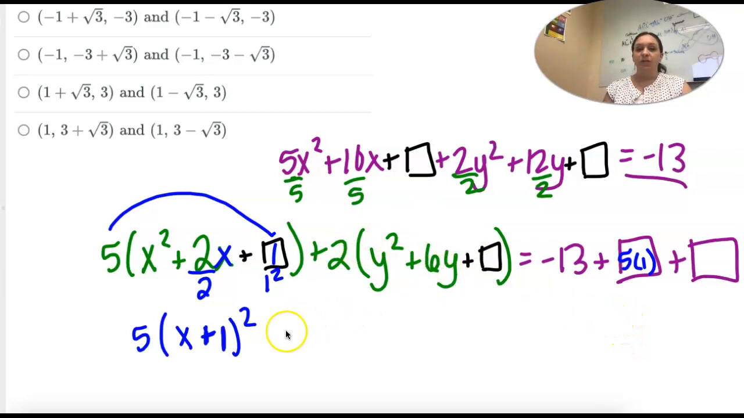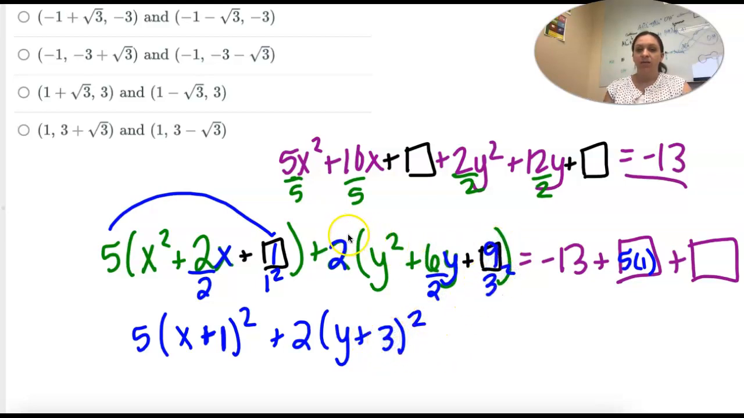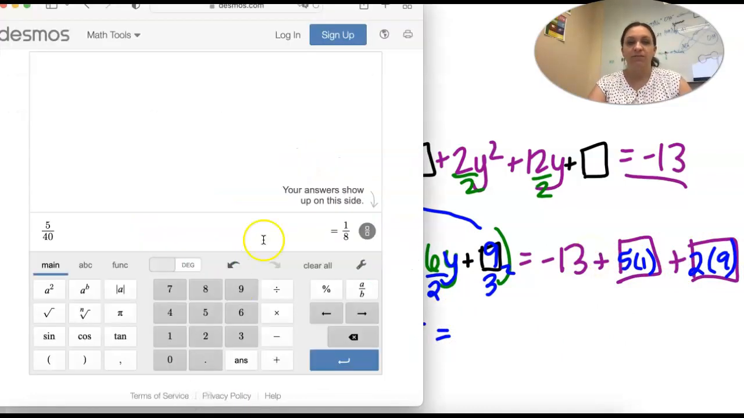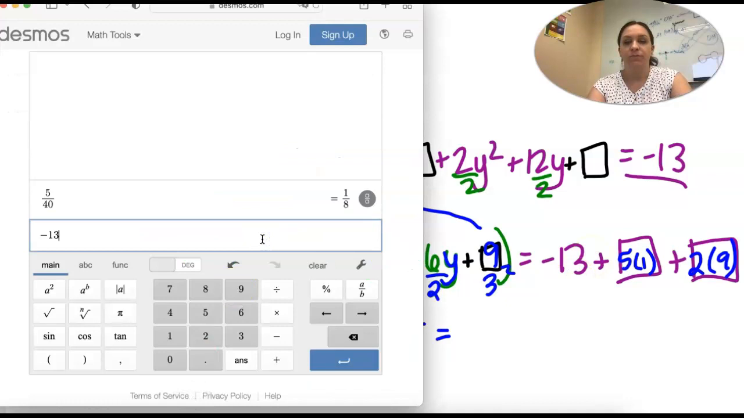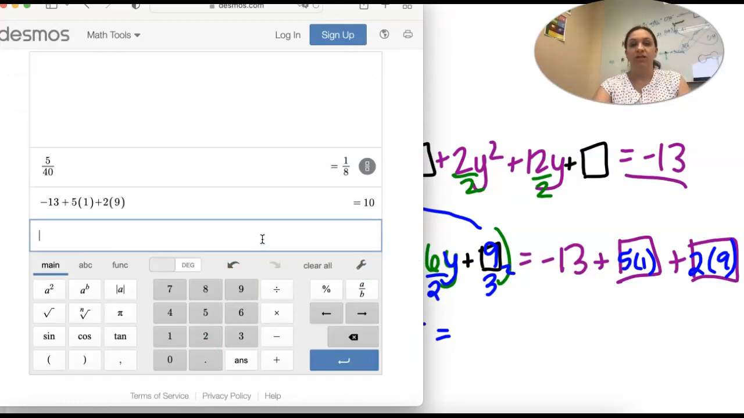Okay. Next one, plus 2 comes down, and now I have y plus, find the one with just y, divide by 2, 3 squared, and that number goes here. 3 squared is 9, but remember 2 times 9 over here. Okay, I'm going to simplify that. Negative 13 plus 5 times 1 plus 2 times 9 is 10.